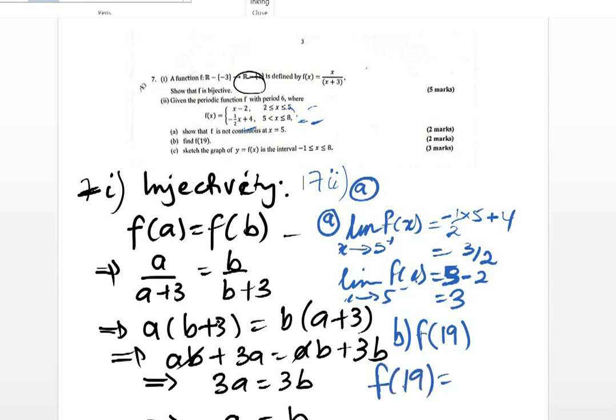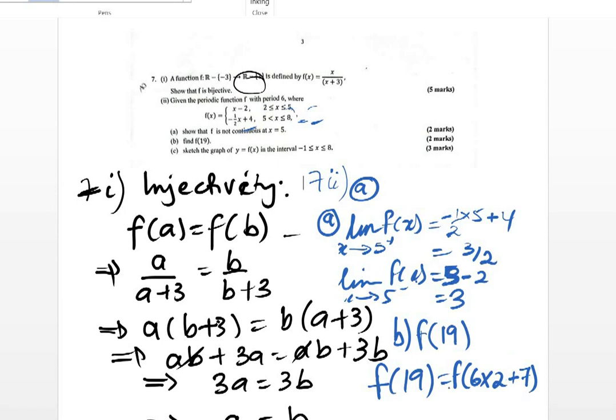How can I write 19 in terms of multiples of 6? As a period means multiples of that. 6 times 3 is 18 plus 1, but 1 is not in that range; 1 is not between 2 and 5. So 6 times 2 is 12 plus 7. 7 is in the second range, between 5 and 8.